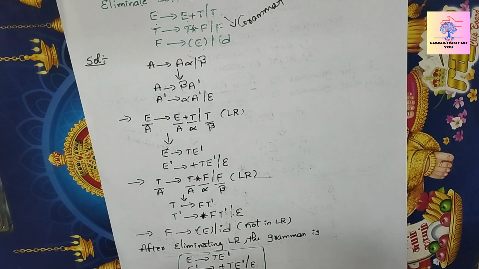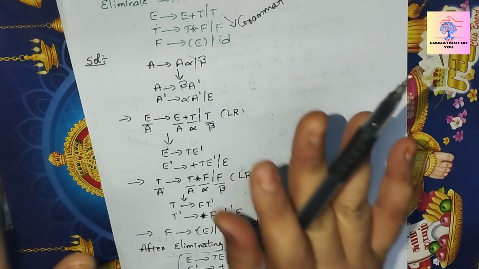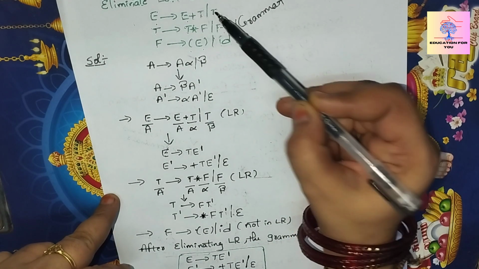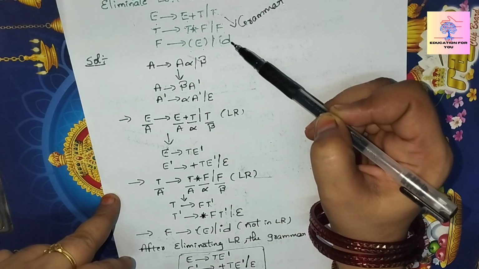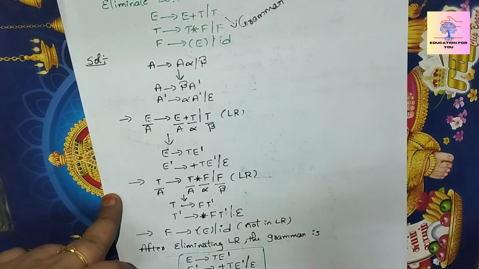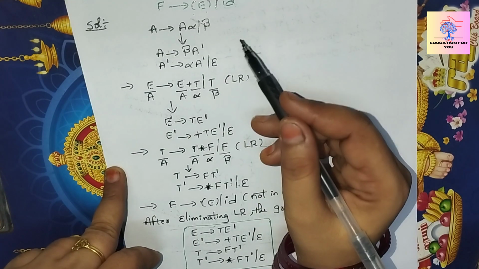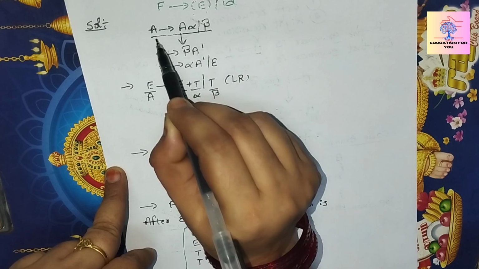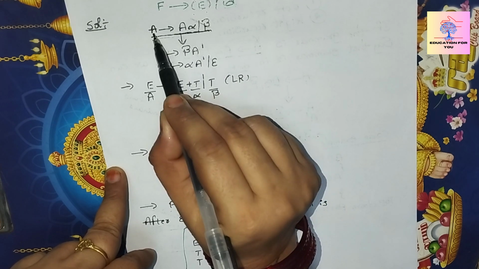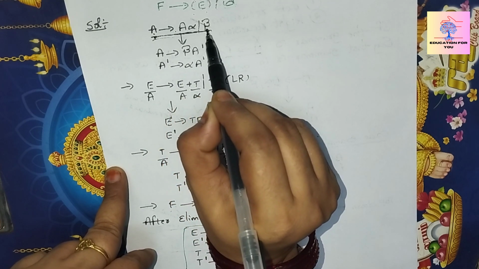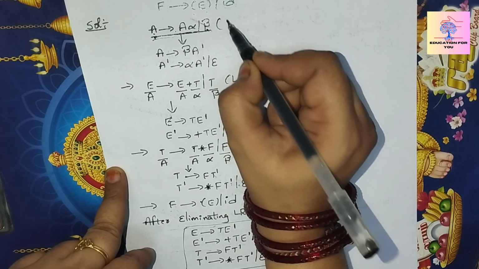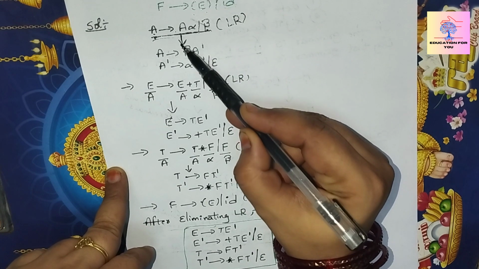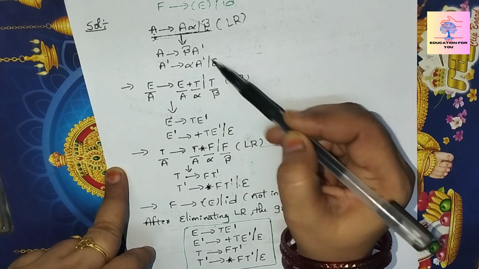Now you have to eliminate the left recursion. If you observe any left recursion in the first production, second production or third production, we have to eliminate it. That is our question. I already said that if the grammar is in this form, A produces A alpha or beta, then that is left recursion. So how can you eliminate it? By using these two productions.